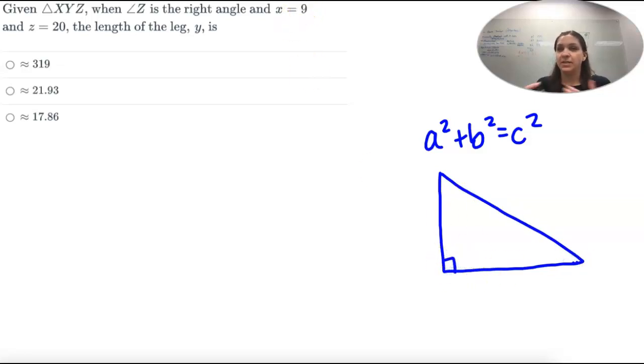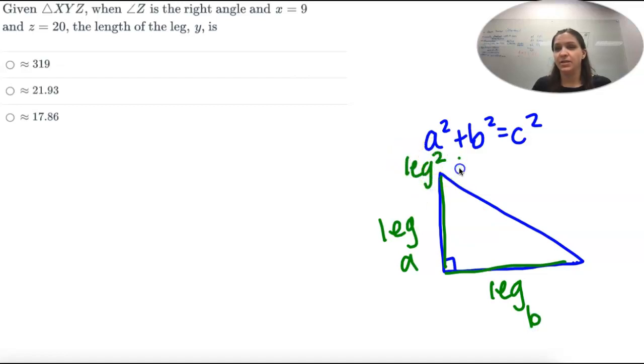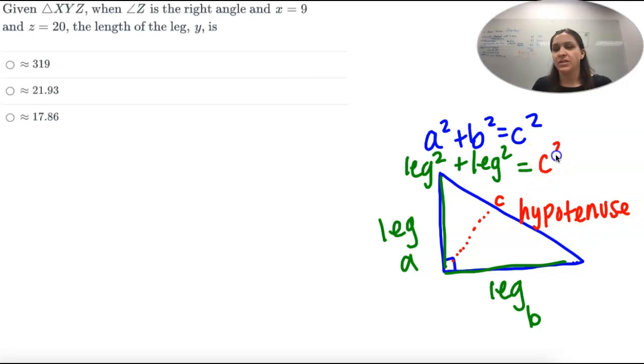The two sides that meet together at that right angle are called legs. These are the A and B. The order doesn't matter because we're adding. So sometimes we see it as leg squared plus leg squared. And then C is always the one across from the right angle, and that one's called the hypotenuse. That's always C, and it's always the longest side.